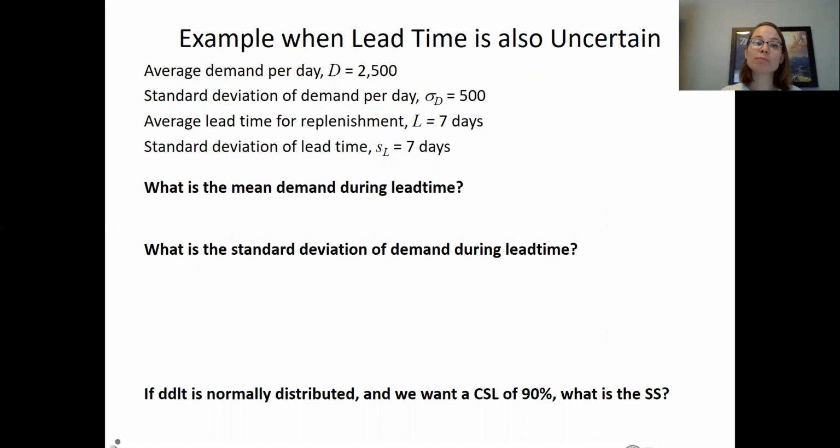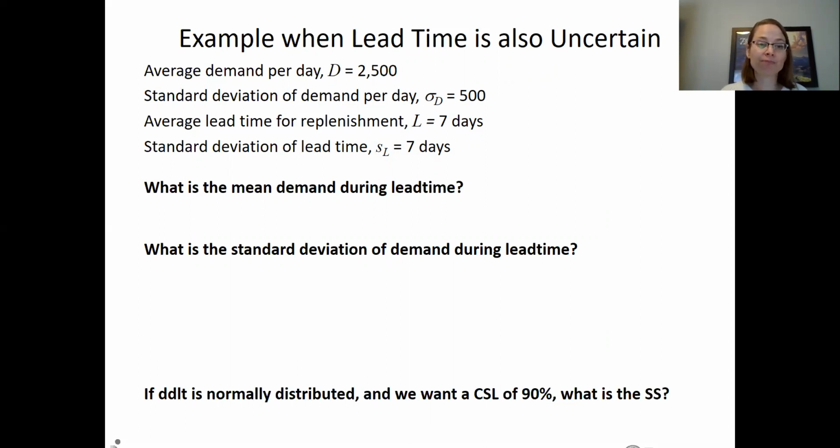And so we are going to answer 3 questions. The first is, what is the mean demand during lead time? The second is, what is the standard deviation of demand during lead time? These are the 2 key things that you always need to figure out if you are asked for safety stock and reorder point.